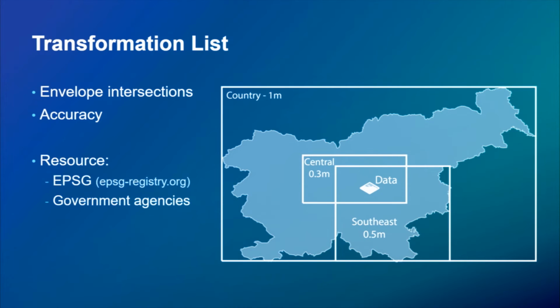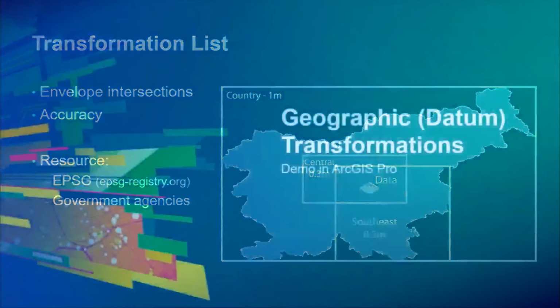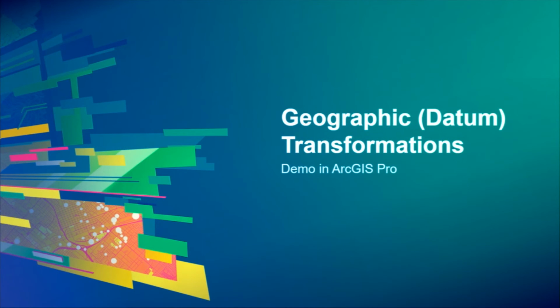So the information that we got about these transformations comes from the EPSG registry, or we usually also get information from the governmental agencies when we implement that into the software. So now let's move to the demo and see how this actually looks.